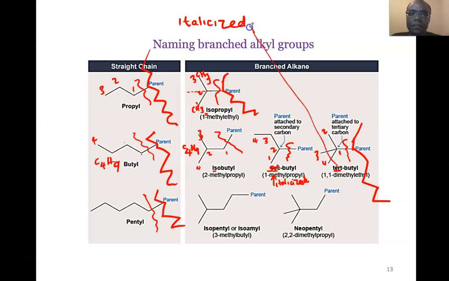Okay, it's not typed well. It should be in italics. I want you to know what's in italics, what's not. Iso, they are not italicized. Sec, tert are italicized. Okay, so those are the common ones that I would want you to know. Don't worry about the neopentyl and isopentyl, isoamyl. I want you to know about propyl, butyl, pentyl, isopropyl, isobutyl, sec-butyl, italicized sec, tert-butyl, italicized tert.